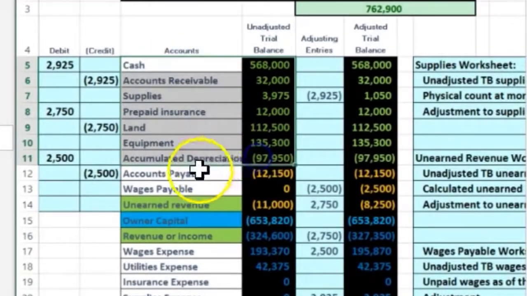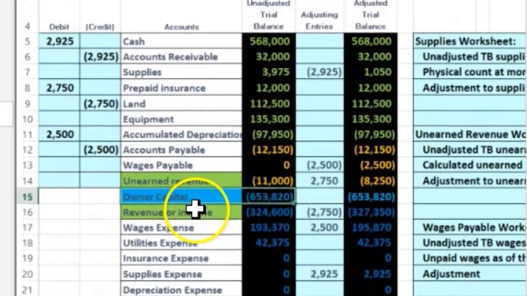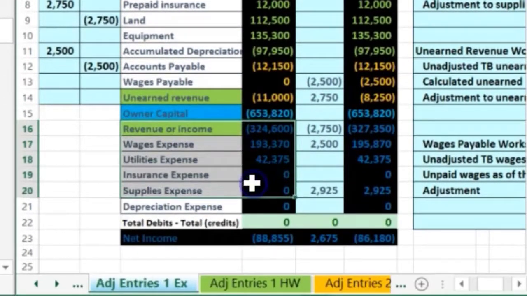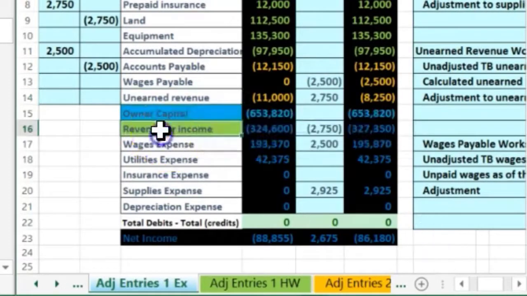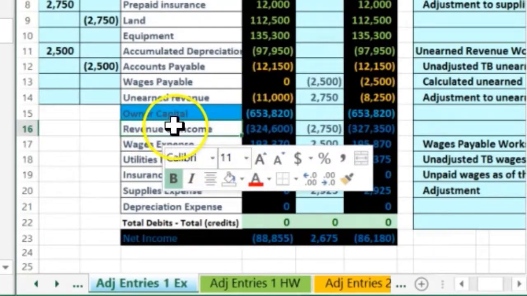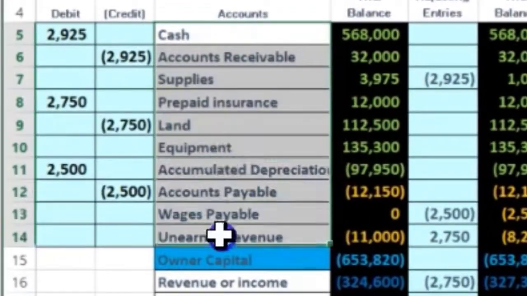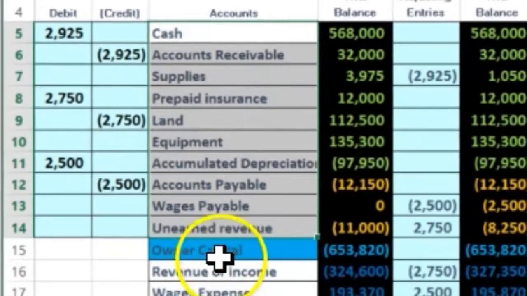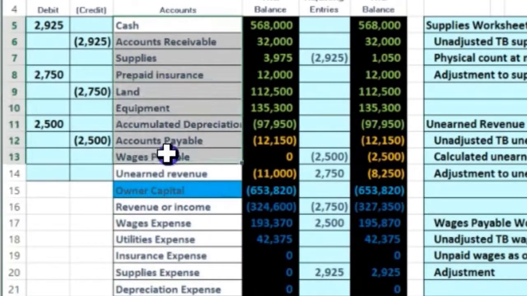Assets on top in green, liabilities in orange or yellow, the equity section, and then income and expense down here, and credits are represented with bracketed numbers. So I'm going to unhighlight these, and we're talking about the adjusting process now. So when we talk about the adjusting process, there's going to be one account above the blue line, or a balance sheet account, and one income statement account below the blue line.